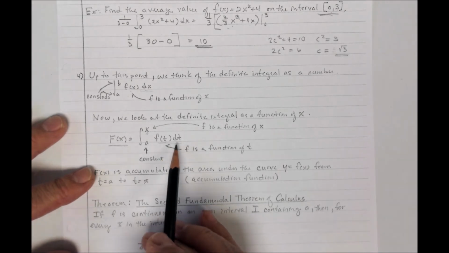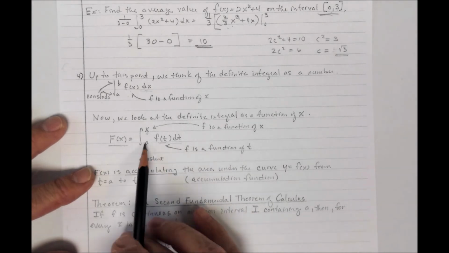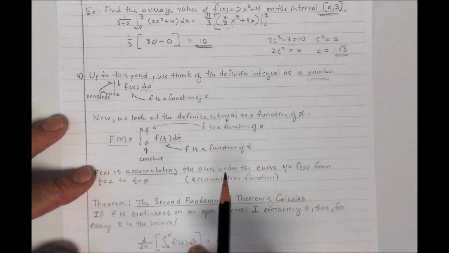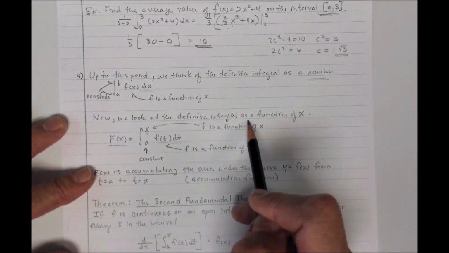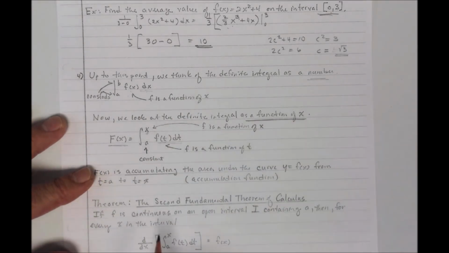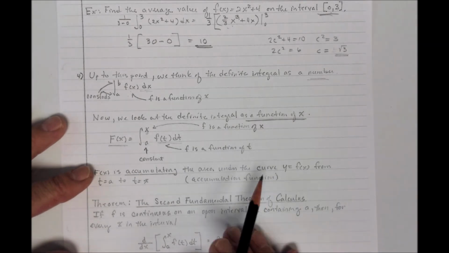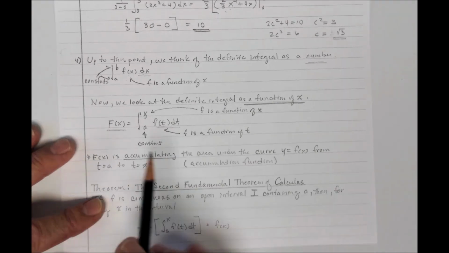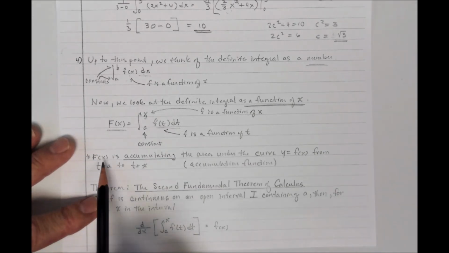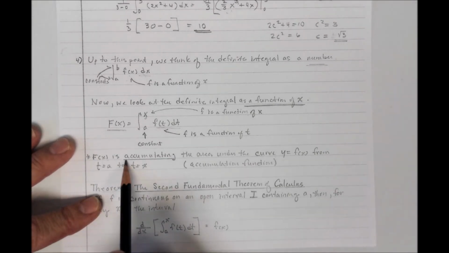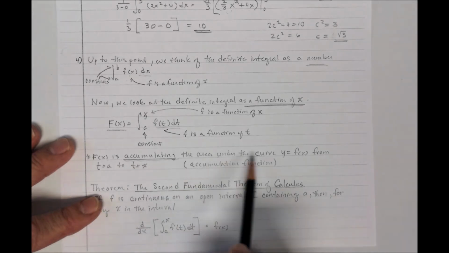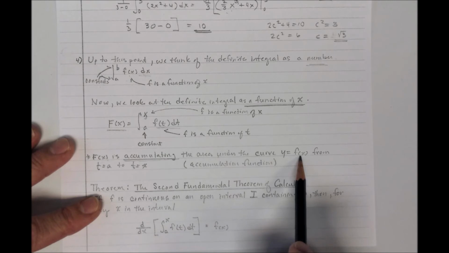So I change my independent variable and I put it in terms of t, which is the other independent variable 99% of the time. So this is no longer going to give me a number like the definite integral did here. It's going to give me a function of x. Now you say, well, how do you get that function of x? Well, I'm going to show you that in just a second, but I want to make sure that you understand that F of x is what we call an accumulation function. It's accumulating the area under the curve y equals f of t, from t equals a to t equals x.